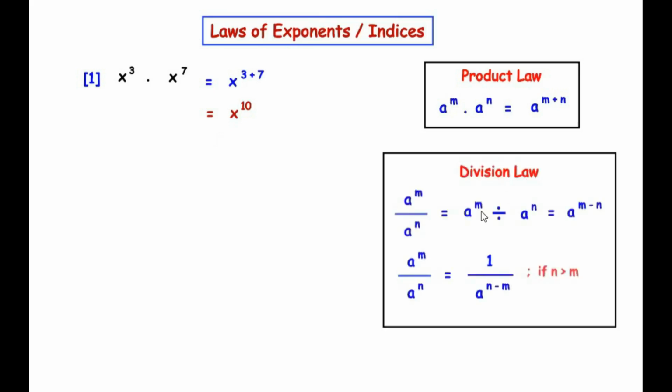Now under the division law we have two types. Here again we have taken the bases as a and the powers as m and n, and we can see that there is division between the terms. So whenever there is division, that is a to the power of m divided by a to the power of n, then there is subtraction between the powers. We write the same base a, but the powers get subtracted. That is, the power in the numerator, m, minus the power in the denominator. Now this happens when the power in the numerator is bigger than the power in the denominator.